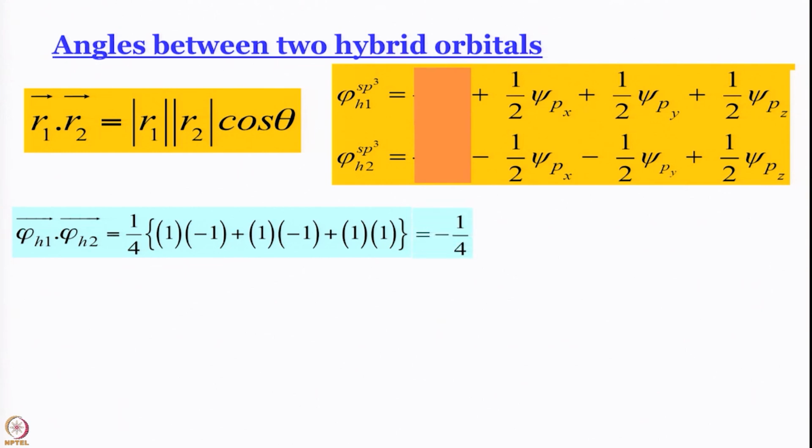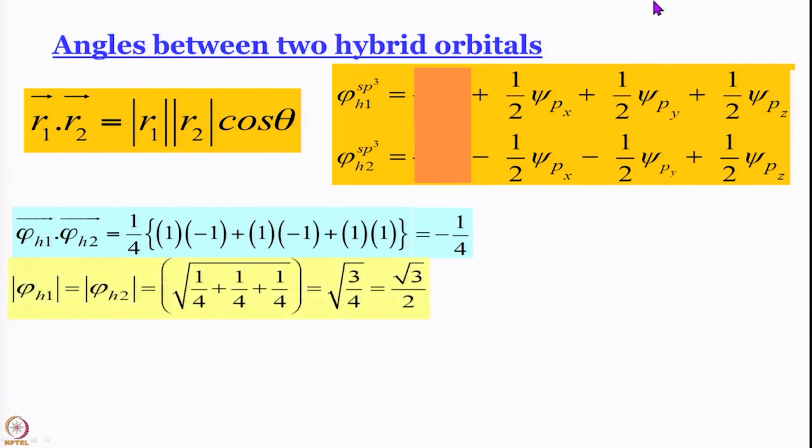What about the magnitudes? Magnitudes will be, well, these are at 90 degrees to each other, right, px, py, pz. So magnitude will simply be square root of half square plus half square plus half square. Yeah. So that will be root over 3 by 2. That is the length of the vector, okay, magnitude.